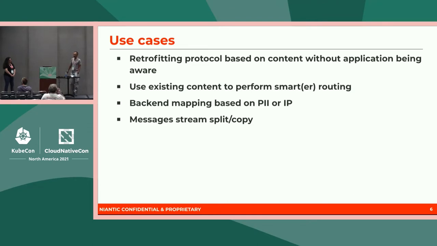Why might you want to do this? In our particular case, what we wanted to do was to be able to retrofit smart routing based on the data that was already being passed into the packet. And that routing wasn't previously done, and we figured we could do this without changing the application. You can also do backend mapping based on personal information that's already in the packet, so user X always goes to this server, or based on whatever intellectual property you might have.